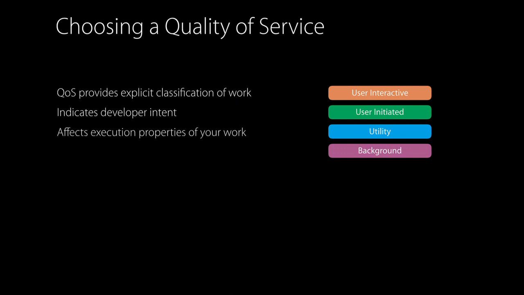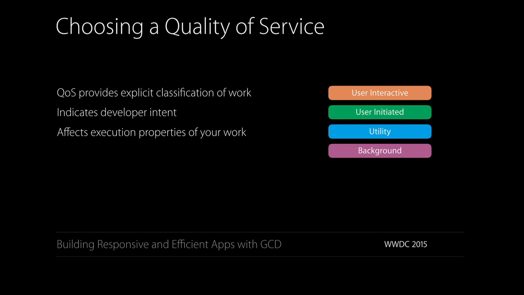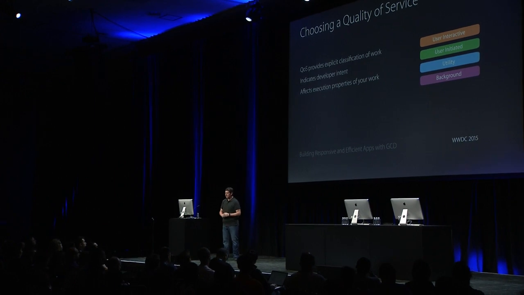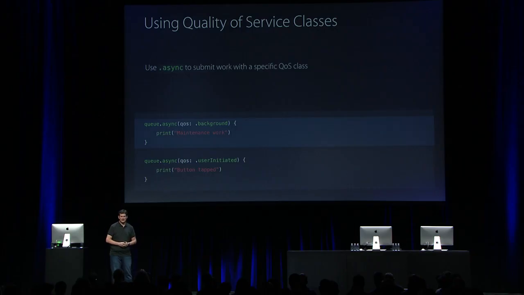And dispatch can use that to affect how it executes the code that you've given us. That is, the code could be executed at a different CPU priority, different I/O scheduling priority, and so on. And we covered QoS in detail in the same talk from last year, building responsive and efficient apps with GCD. So how do we actually use QoS classes? Well, it's as simple as it was before. You can pass the QoS class to async as another optional parameter. So here, we're submitting background work to our queue.